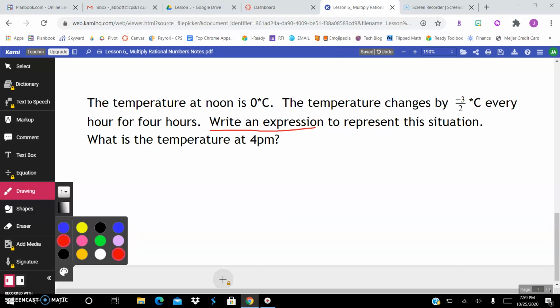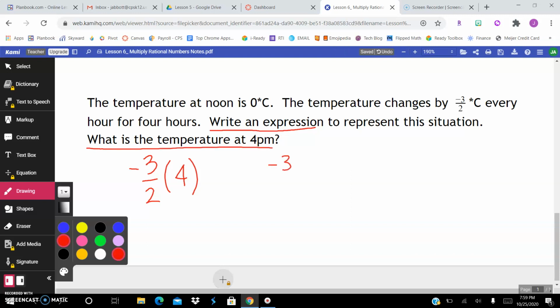So I know it's going down 3/2 every hour for 4 hours. So it's going to do this 4 times. So I'm going to multiply that number by 4. So there's my expression. Then it says, what is the temperature at 4 p.m.? So here is our second question we're actually going to have to solve.